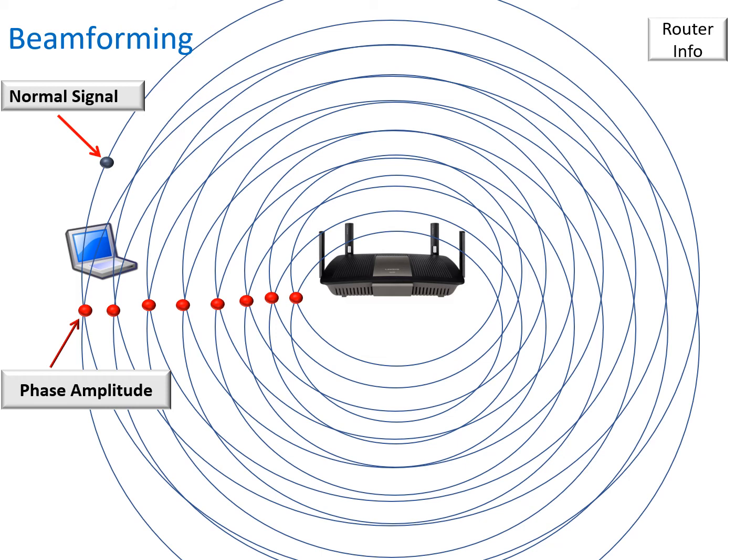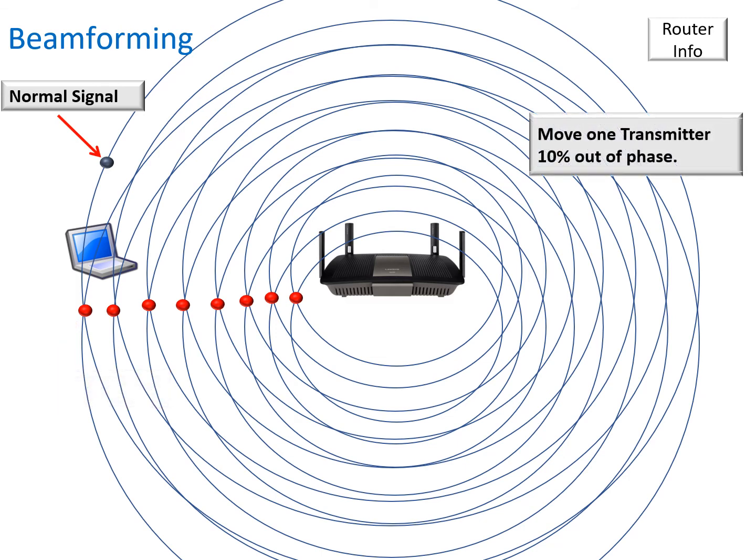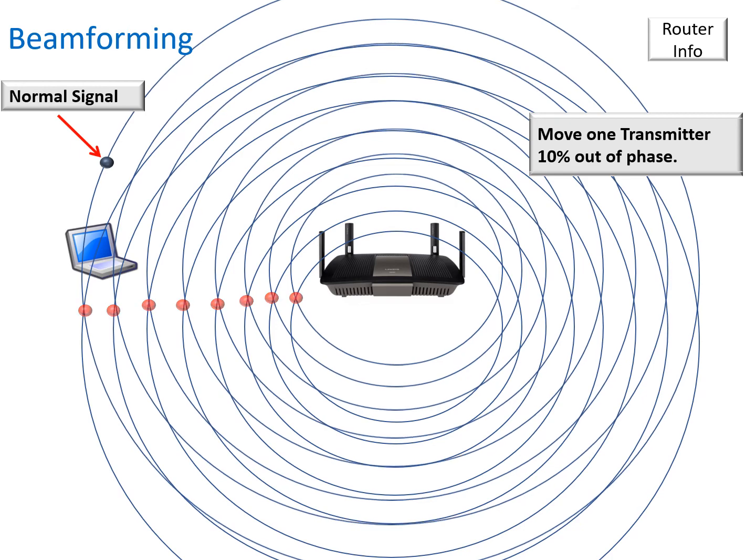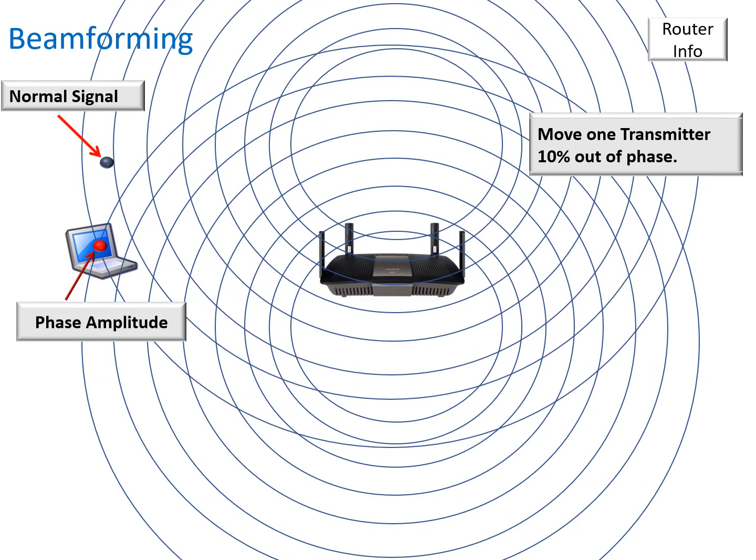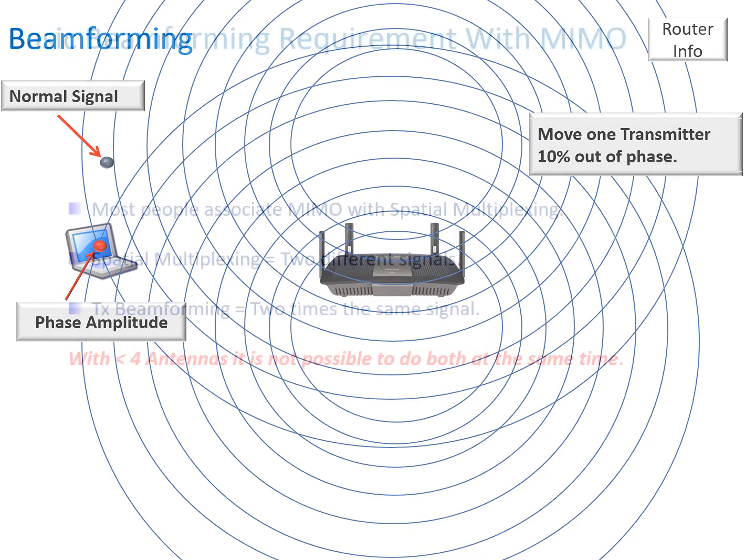But that's not doing us a lot of good, as the client currently isn't sitting in any one of these points. But if we move the signal on one of the transmitters slightly out of phase, say 10% out of phase, we can steer the beam. So by adjusting the phase, we can steer the beam, and we can in effect create an increased amplitude at the location of the client, possibly of 3 dBs. This will enable us to maintain a much better modulation scheme and therefore a higher throughput.